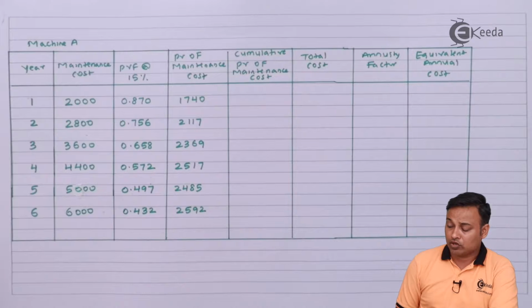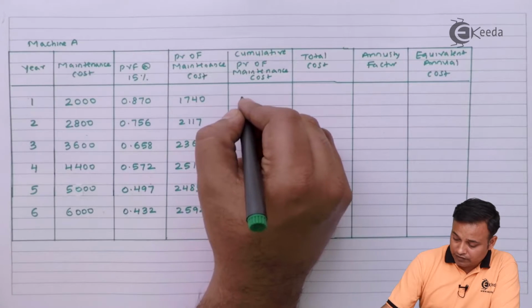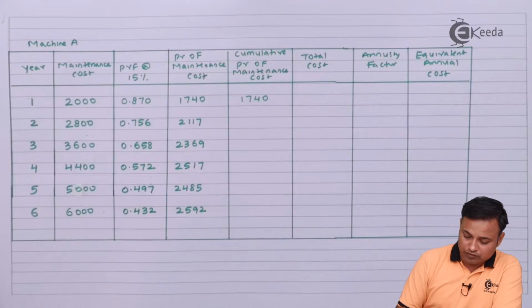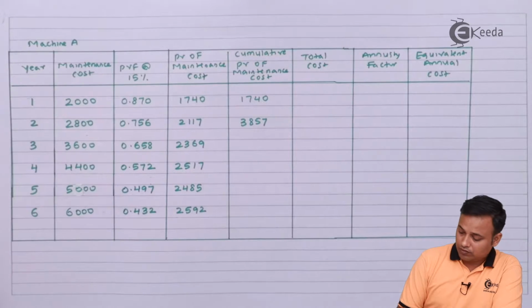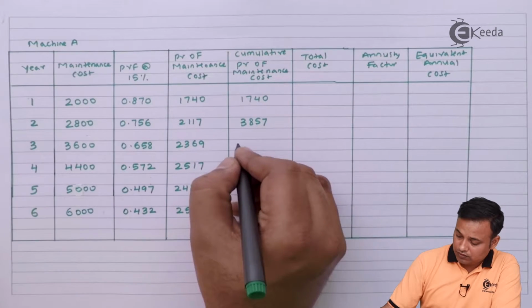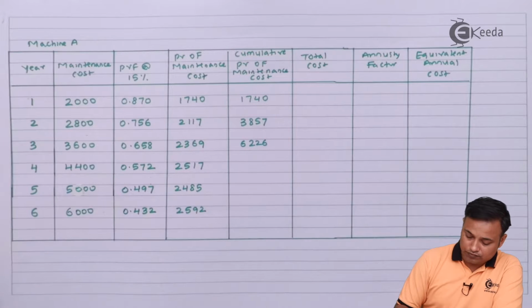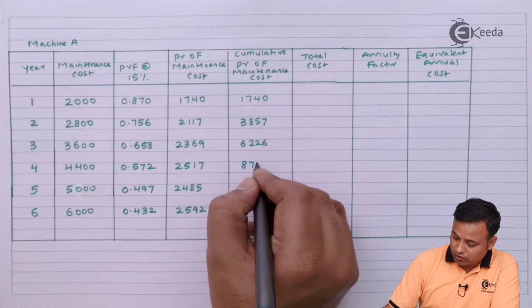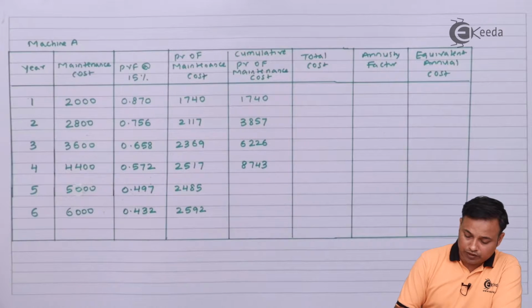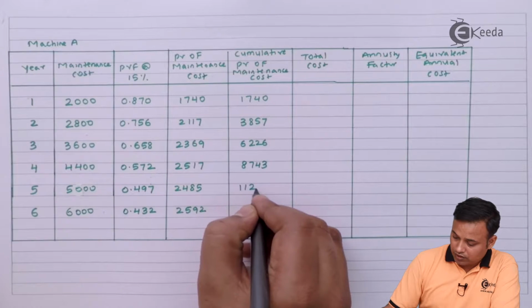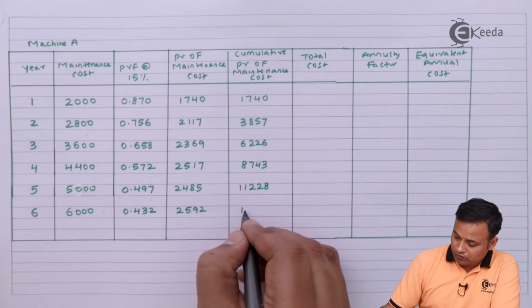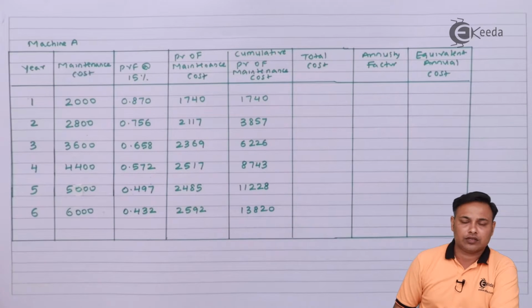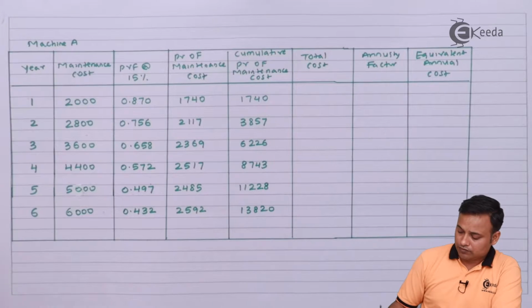Now I'll calculate the cumulative present value. It should be 1740 plus 2117, which comes to 3857, plus 2369, 6226, plus 2517, 8743, plus 2485, 11228, plus 2592, which is 13,820. Now I'll calculate the total cost.